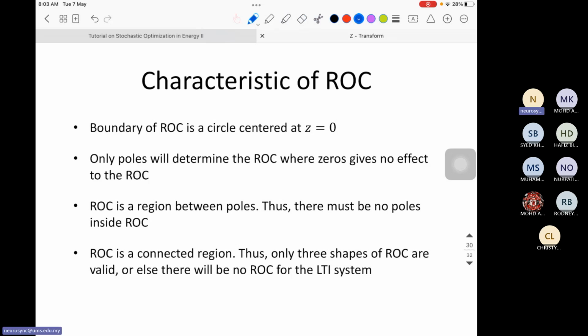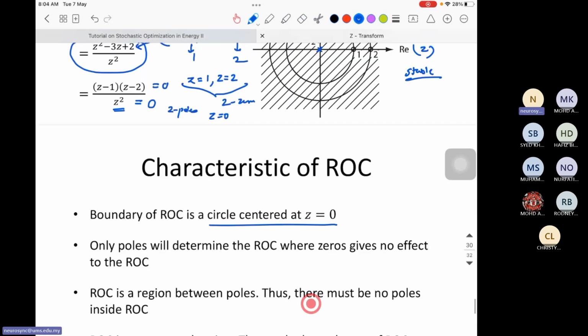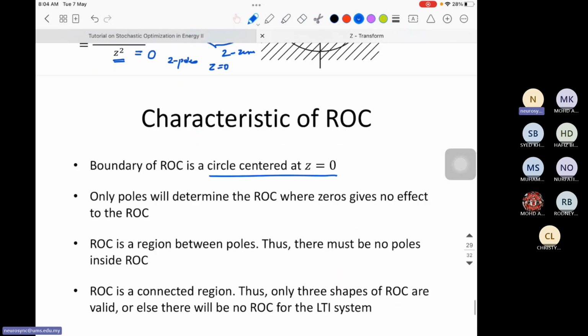The boundary of ROC is a circle centered at Z equal to 0 for the above example. This is the boundary of the ROC, the entire Z plane except at the origin, Z equal to 0. Now, this is a very important thing. Only poles will determine the ROC. Zeros give no effect to the ROC. This is very important.